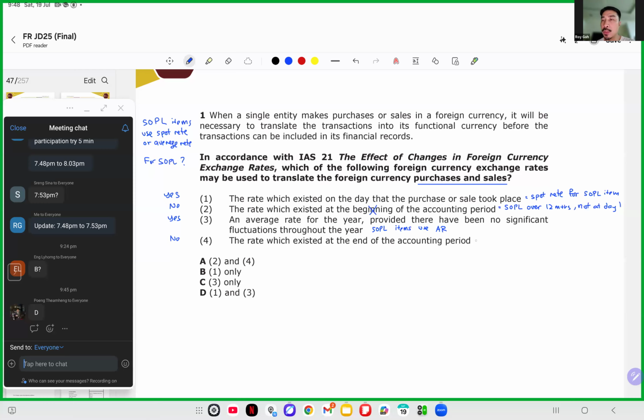Why? Because you still assume that not all income and not all expenses are made on the last day of the year. Only if you assume that all are on the last day of the year can you use the closing rate. So thank you very much. Tiam Heng is correct. The answer is D. Thank you. You are right.